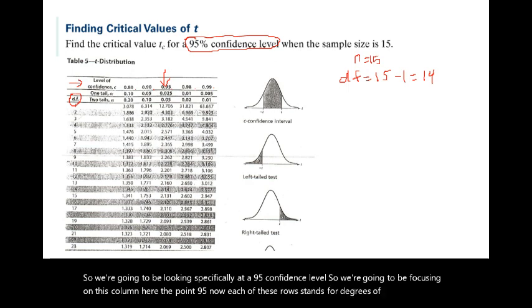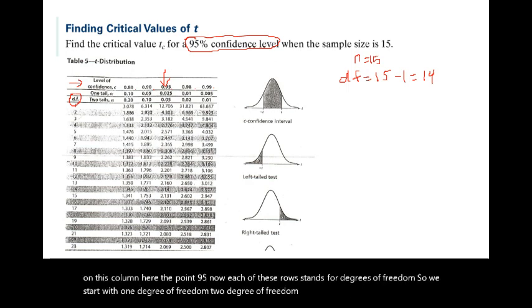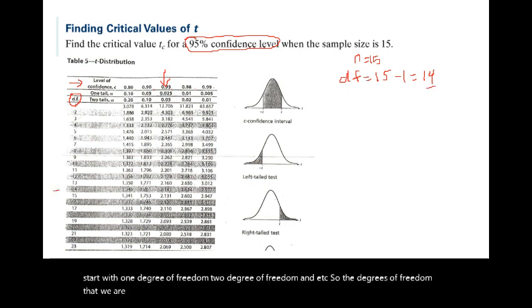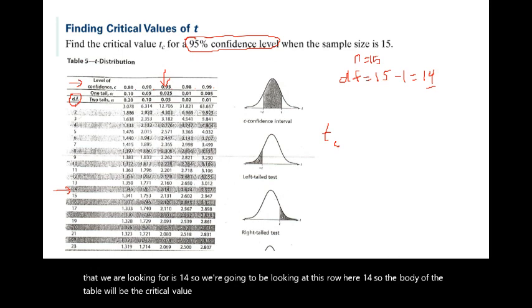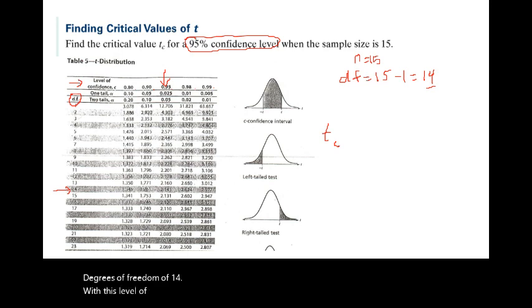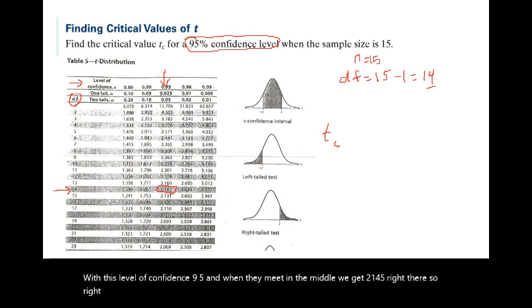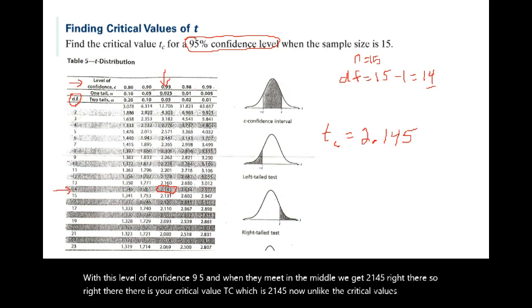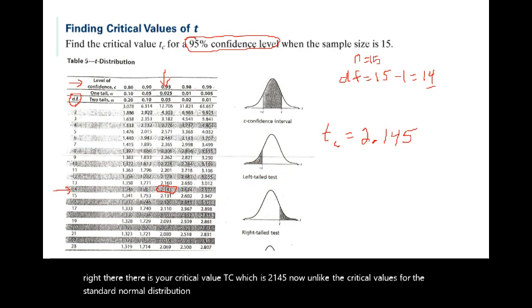Now each of these rows stands for degrees of freedom. So we start with 1 degree of freedom, 2 degrees of freedom, and so on. The degrees of freedom that we are looking for is 14, so we are going to be looking at this row here, 14. The body of the table will be the critical value t_c. So we go down to this row, degrees of freedom of 14, with this level of confidence 0.95, and when they meet in the middle, we get 2.145 right there. So there is your critical value t_c, which is 2.145.